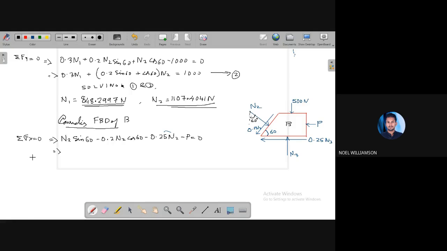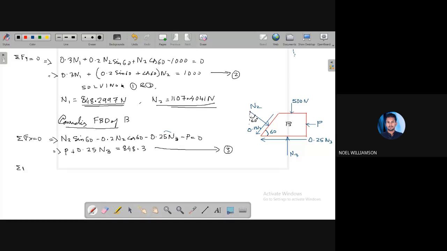After substitution for the values of N2 and all, we will get the simplified relation as P plus 0.25 N3 equal to 848.3. This is N3, right? This is equation number 3.